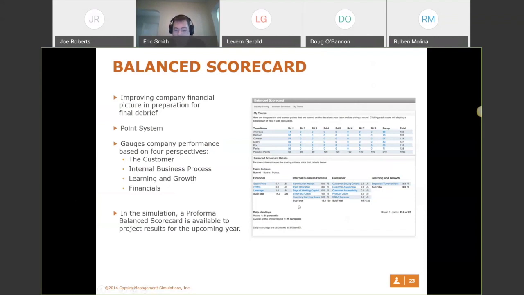The balanced scorecard, I'm sure everybody's familiar with the concept, but the students can learn quite a bit about aspects of their company just by clicking on some of these items. If they don't know what plant utilization is, or if they're not sure what days of working capital is, it'll define it for them.